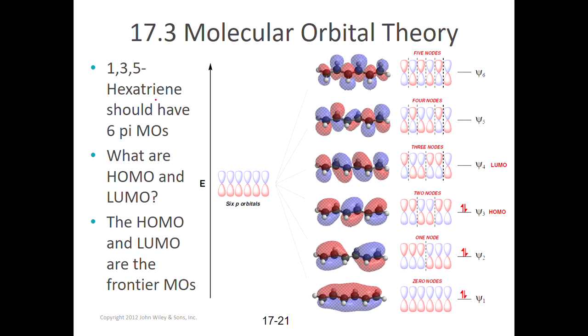So this would be a molecule 1,3,5 hexatriene. Hex means 6. Triene means 3 enes, 3 pi bonds. One of them starts on carbon 1 and bridges to 2. One starts on carbon 3 and bridges to 4. One starts on 5 and bridges to 6. Right, so this is the molecule we're talking about.